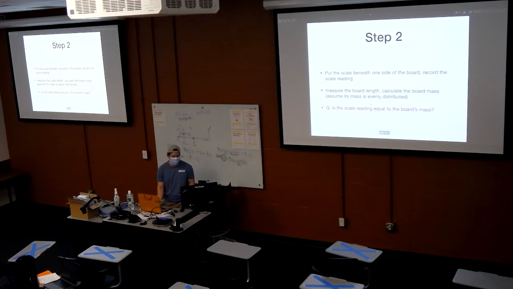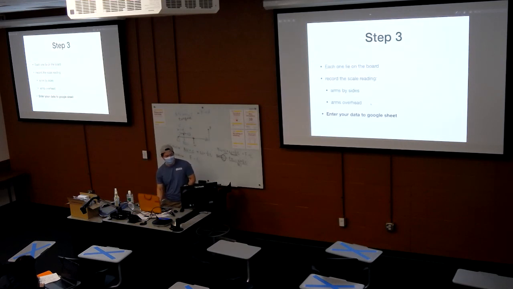Then step 2, we're going to put a scale beneath one side of the board, record the reading, and then everybody will lie on the board and record the reading, with arms by side and arms overhead. That's the second step. And the third step: you're going to enter all your information into a Google Sheet. The Google Sheet is on Canvas.